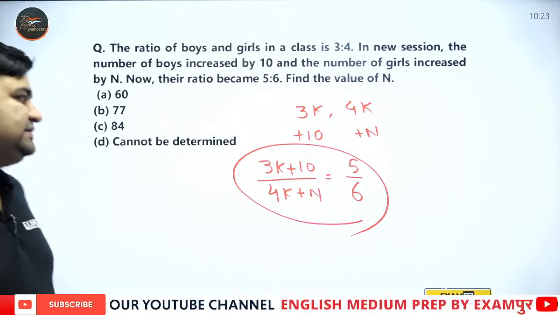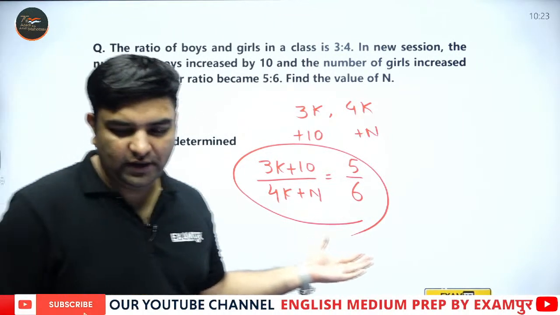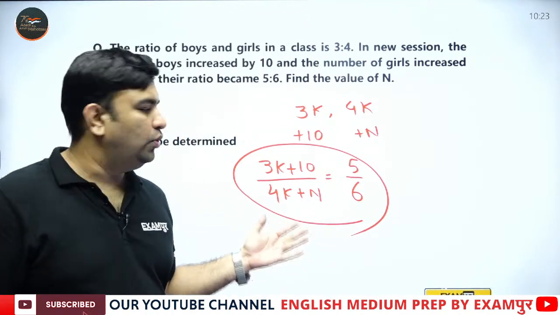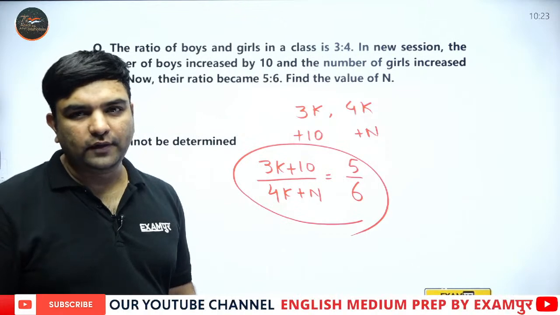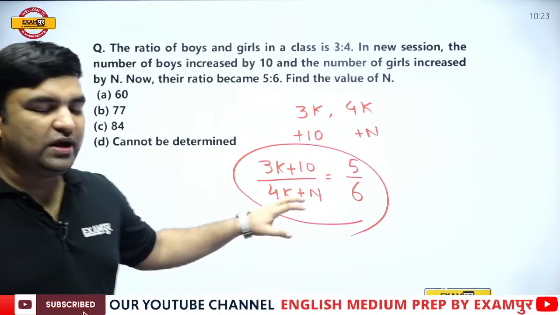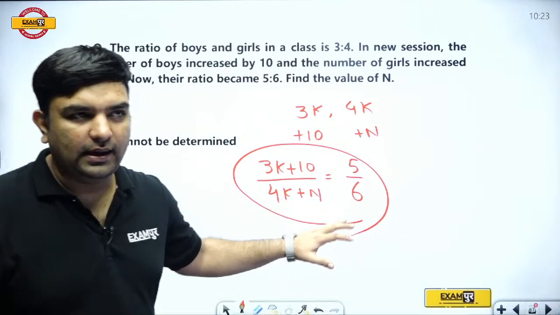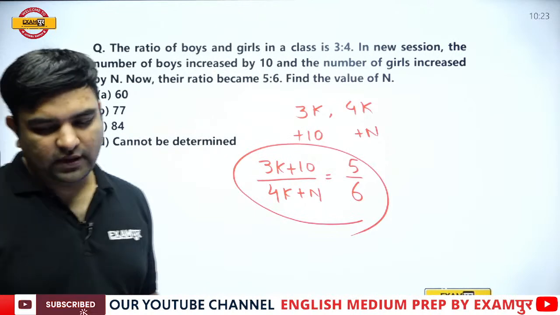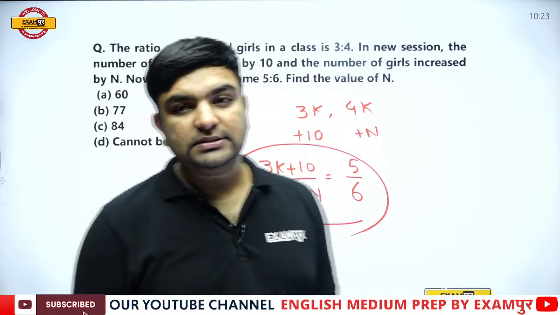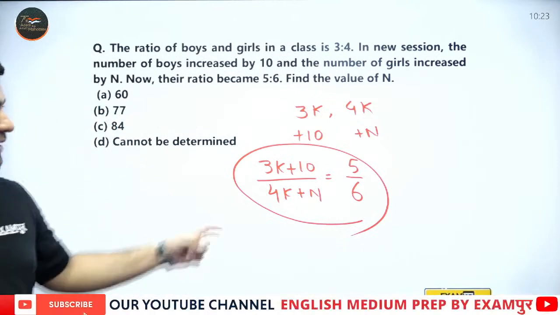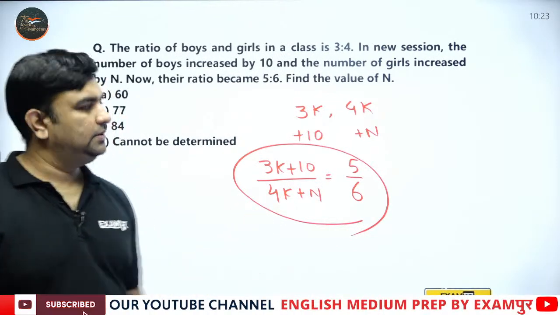Come on, tell me, guys. In a single equation, can you find out the value? K is also unknown, n is also unknown. How can we find out the value of k and n with the help of only this equation? No, we cannot. There can be multiple answers.